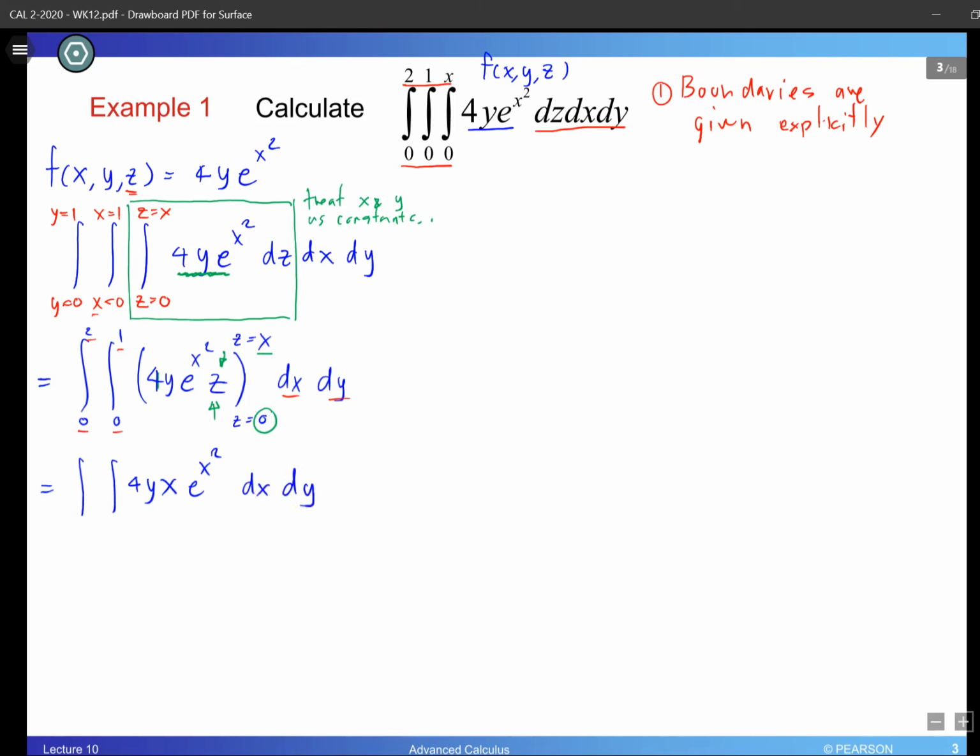At this point, it's a double integral, and we have done a lot of this already, right? X starts at 0, ends at 1. Y starts at 0 and ends at 2. And we are going to perform the integration from the inside again, this time with respect to x, which means we treat y as constant during this step.